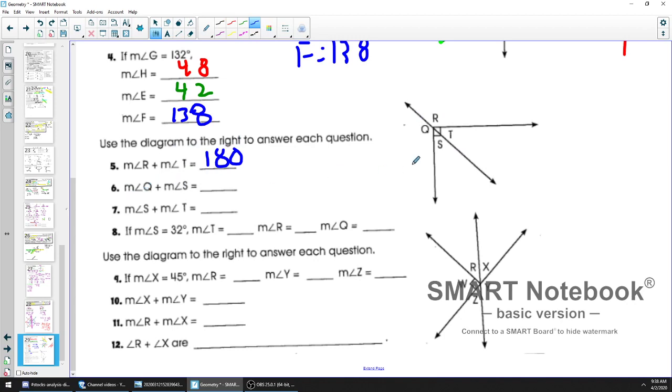Q plus S. So if I'm starting from Q, here's Q, and then here's S. If I add those two together, what do I see? I see a straight line. Straight lines are 180. Let's go to the next one. S plus T. I have S here, and I have T here. And what angle is this? The total angle equals, you see the box, so you know your answer is 90.